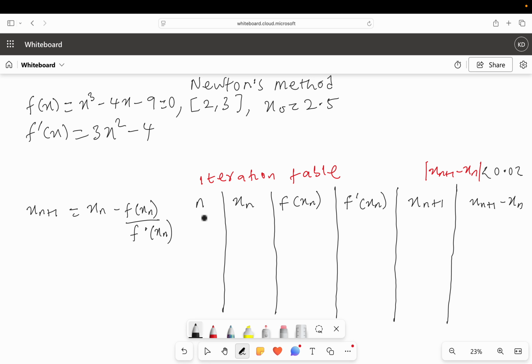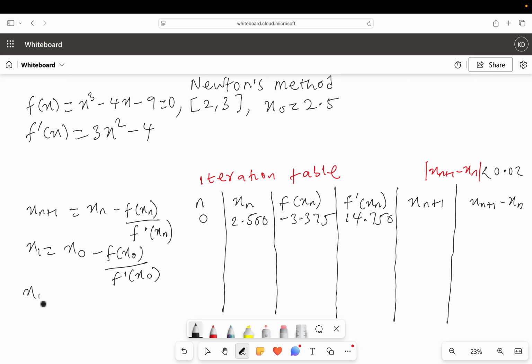So for our first iteration, the n is 0. So I know that my S naught, that is the initial guess, is just 2.500. So if I substitute 2.5 into my f of x, I will obtain minus 3.375. And if I substitute it into my f prime of x, I will obtain 14.750. So it means using this formula, S1 will just be S naught minus f of S naught over f prime of S naught.